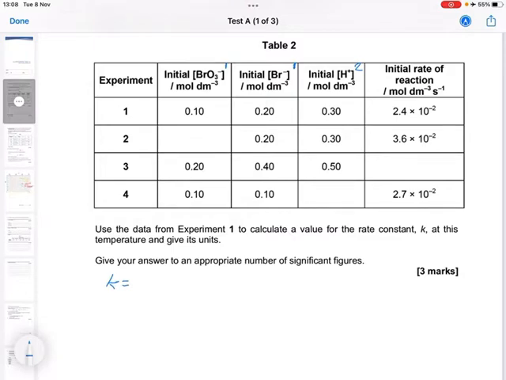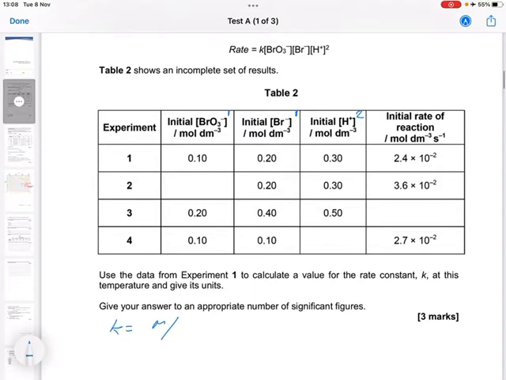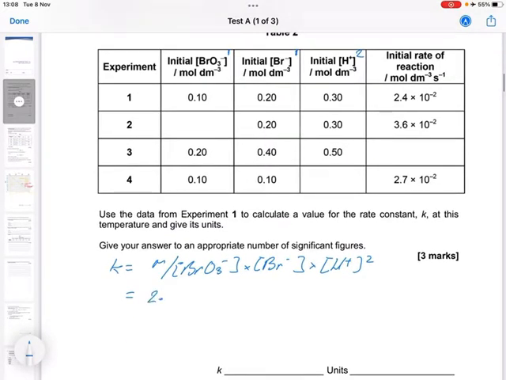So rearranging the rate equation, k equals the rate divided by BrO3 minus multiplied by Br minus multiplied by H plus squared. Put the values in for run 1. So 2.4 times 10 to the minus 2 divided by 0.1 times 0.2 times 0.3 squared, and that equals 13.